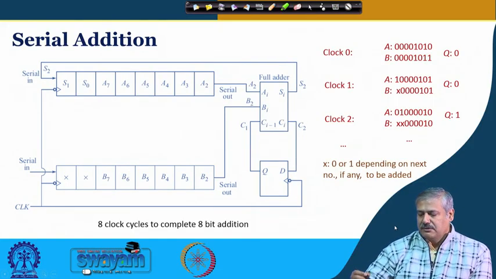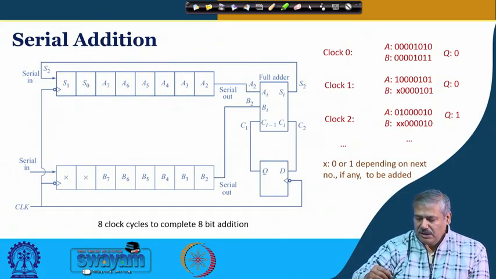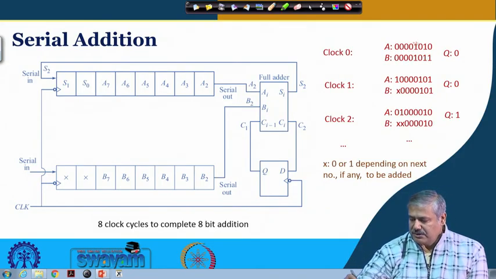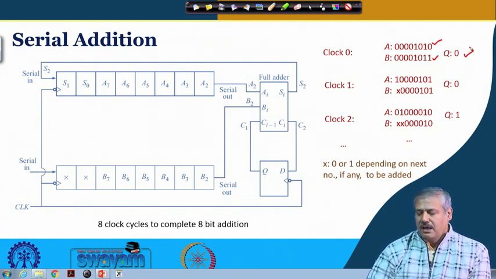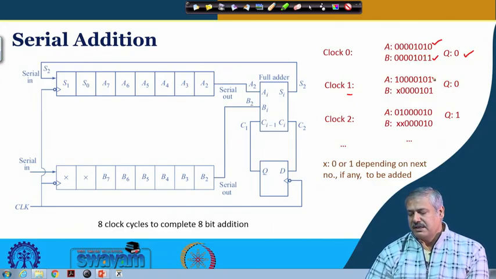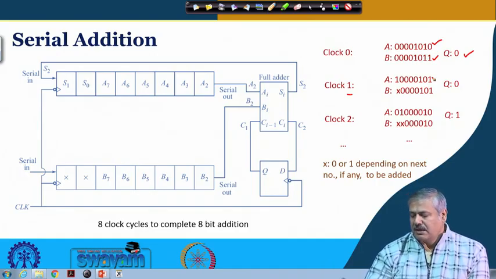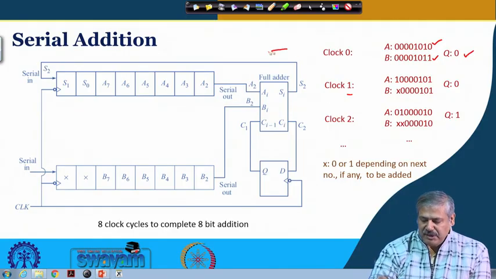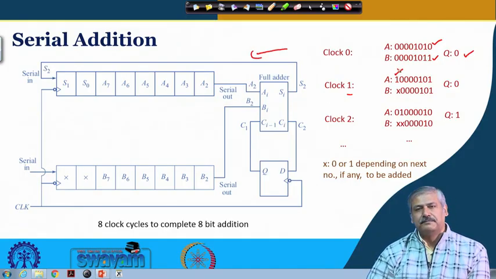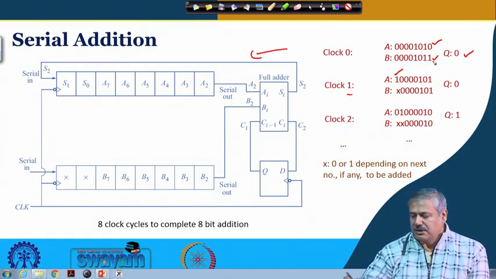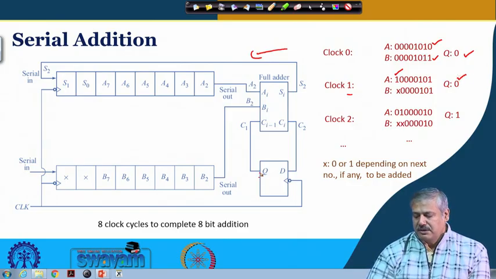We can see one example. For example, we have 2 numbers, say 1 1 0 1 and 1 0 1 0. This is A and this is B, initially loaded, and Q is 0. After 1 clock pulse, what will happen? 1 and 0 are getting added, so that is 1. This 1 will come over here after 1 clock pulse, because it is fed back here. Since the carry generated is 0, there is no carry, so Q will be 0 only.